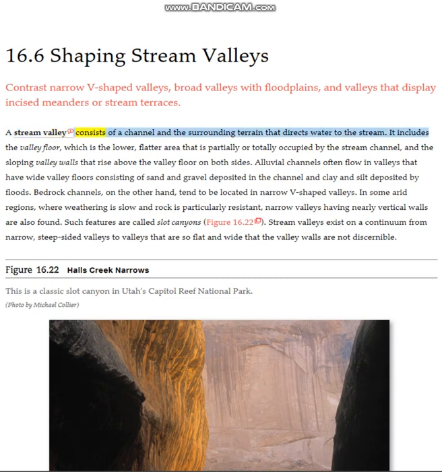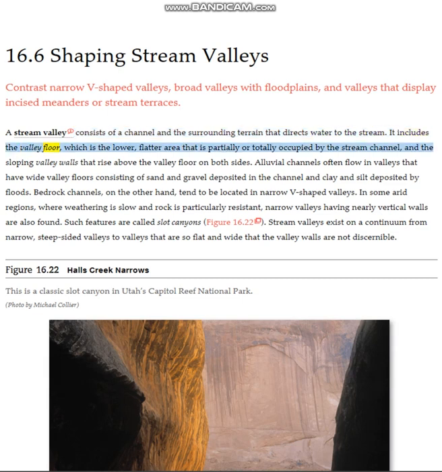A stream valley consists of a channel and the surrounding terrain that shapes stream valleys. Contrast narrow V-shaped valleys, broad valleys with floodplains, and valleys that display incised meanders or stream terraces. A stream valley consists of a channel and the surrounding terrain that directs water to the stream.